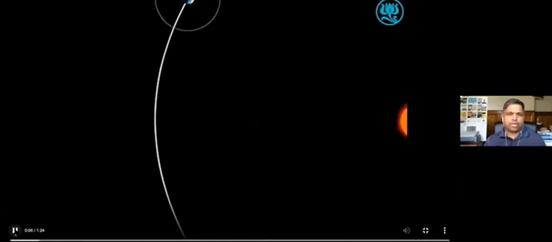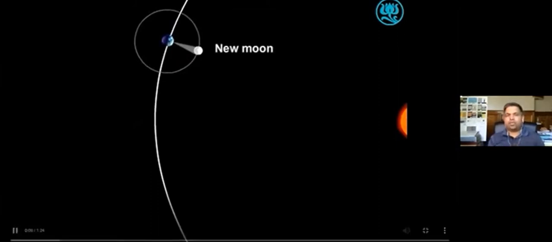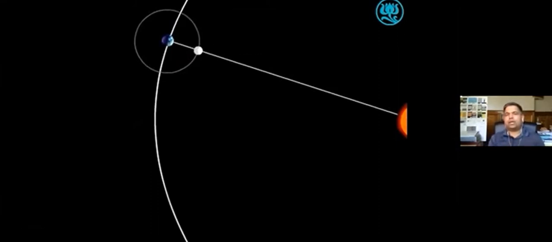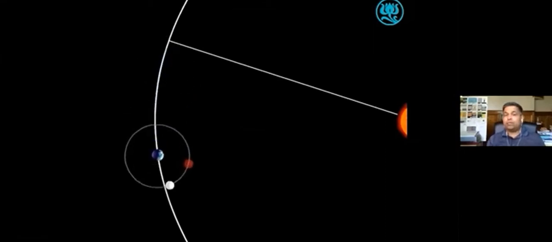Okay, so it begins. Notice what you're seeing here is the sun. This is our earth, and this is the path of the moon. So the moon is going around, okay? So see, this is the day of Amavasya or new moon, okay? So sun and moon are at the same point as seen from the earth. And now we go through another rotation.